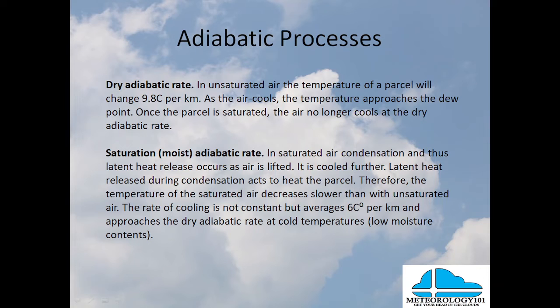All right, so the dry adiabatic rate. In unsaturated air, the temperature of a parcel will change 9.8 Celsius per kilometer. As air cools, the temperature approaches the dew point. So air rises, expands, cools, and approaches the dew point temperature. Once the parcel is saturated, the air no longer cools at the dry adiabatic rate. If it continues to rise and cool, it would cool at the moist adiabatic rate, the saturation adiabatic rate.